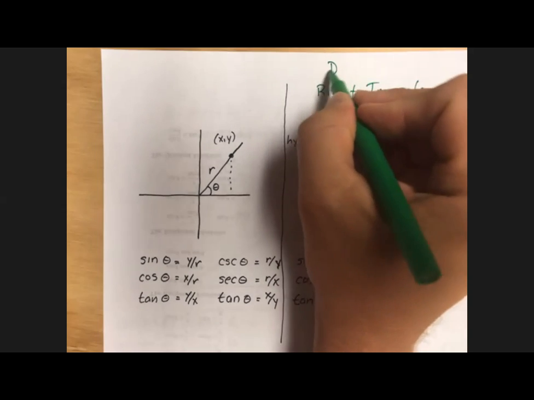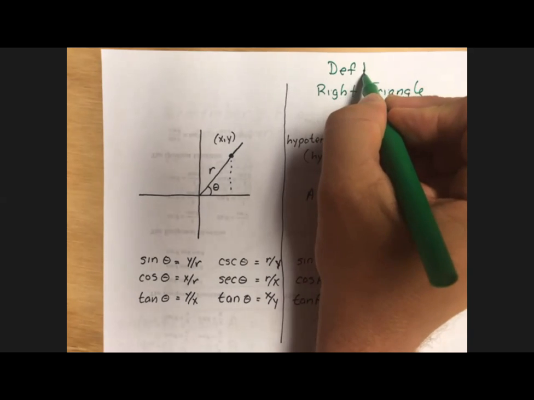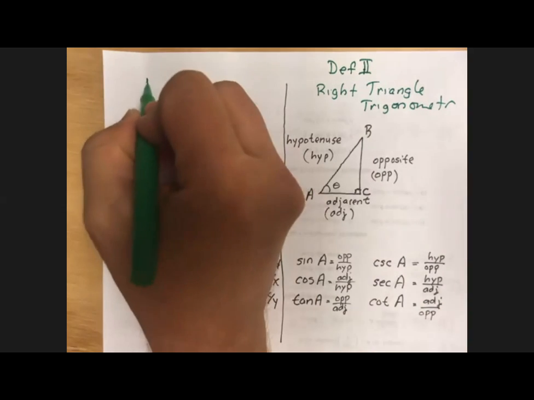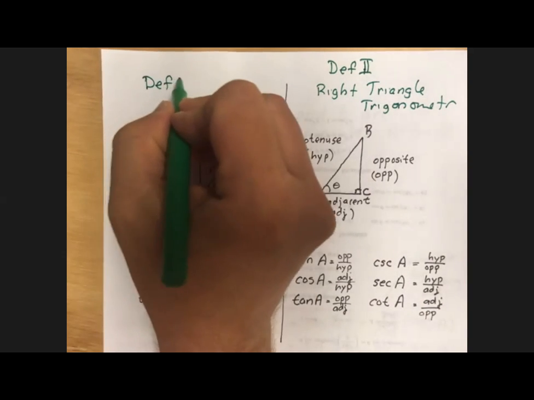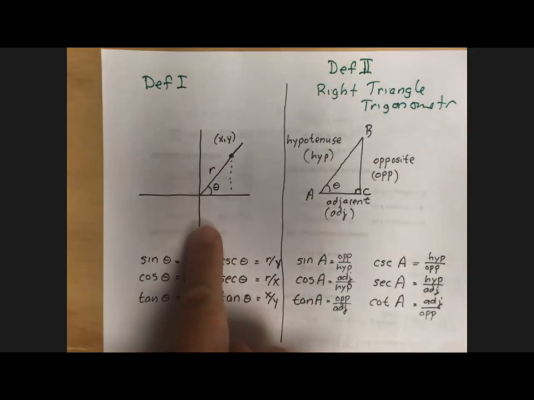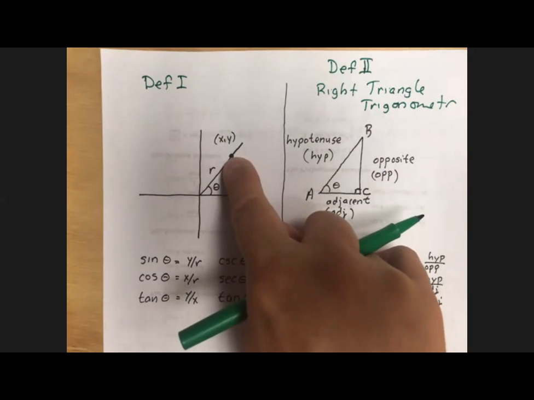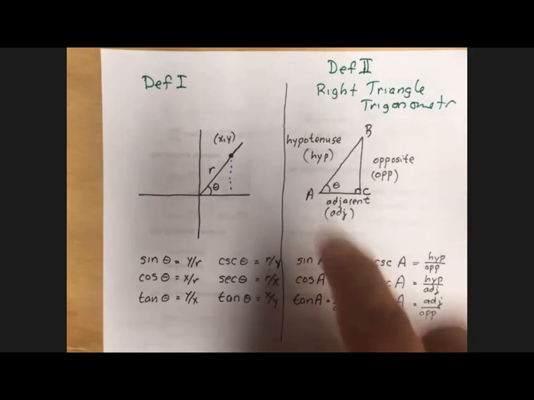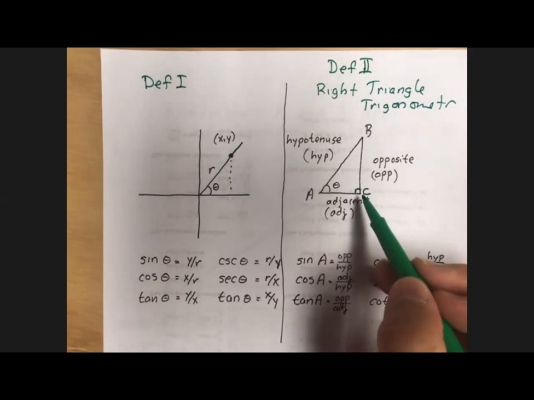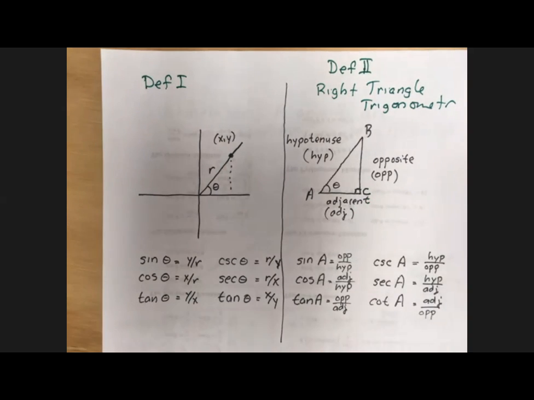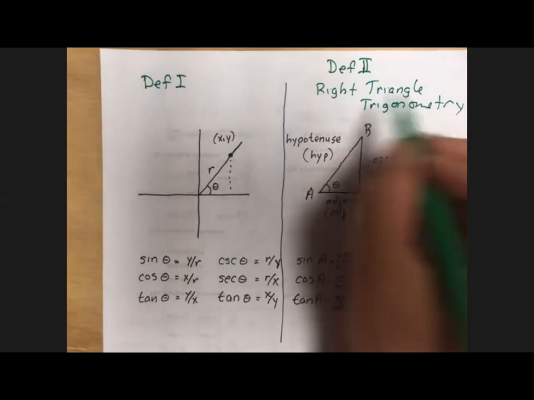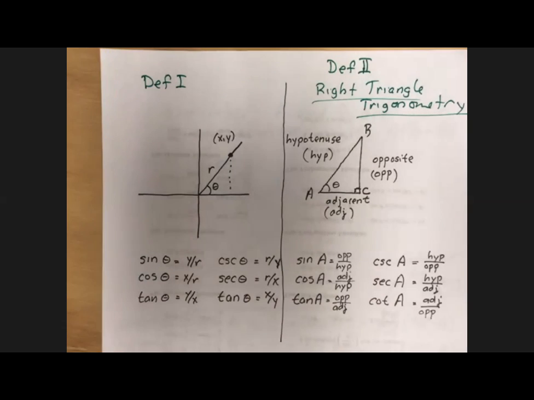In the book, he calls this definition 2, and he calls this definition 1. In other words, you could do the trig functions by talking about a point on the terminal side of an angle, or you could do the trig functions by talking about a physical right triangle. And that's why people call this right triangle trigonometry. We're going to see a definition 3 in a few days. Okay.